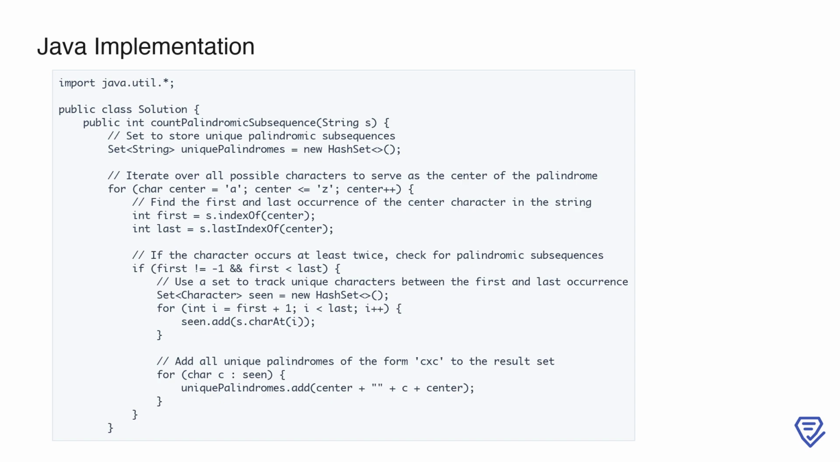Next, we iterate through all lowercase English letters, treating each letter as a potential center of a palindrome. For each letter, we determine its first and last occurrence in the string using the indexOf and lastIndexOf methods. If the letter appears at least twice, meaning the indices are valid and distinct, we proceed to examine the characters between these two positions. A secondary hash set, seen, is used to collect all unique characters between the first and last occurrences of this center character. Finally, for each character in seen, we construct a palindrome of the form CXC, where C is the center character and X is an intermediate character, and add it to the unique palindrome set.